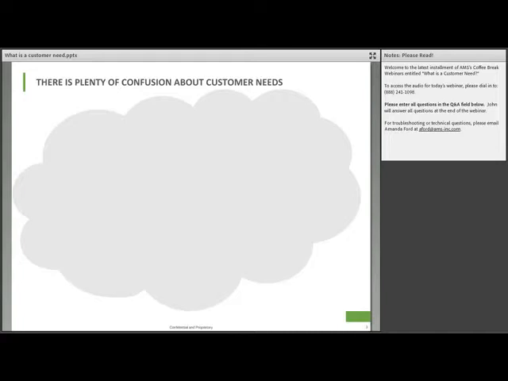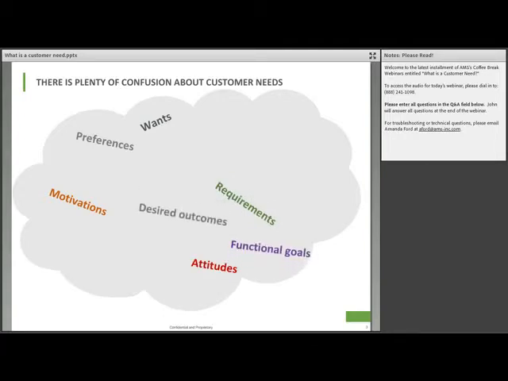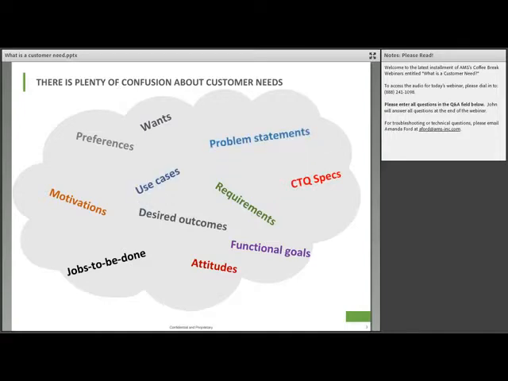It's not as though innovators have not tried to define customer needs before. If anything, we've overdefined the concept. Consultants like me are partly to blame because we've introduced into the lexicon of innovation an assortment of terms, each of us trying to put a finer point on the same idea. Over the past 2 decades of my career, I've seen or heard in articles, blog posts, and conference presentations terms like wants, preferences, motivations, requirements, attitudes, functional goals, desired outcomes, jobs to be done, critical to quality specifications, problem statements, and use cases.